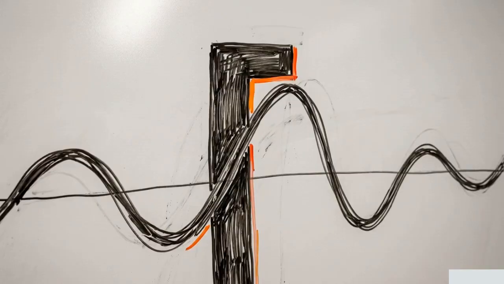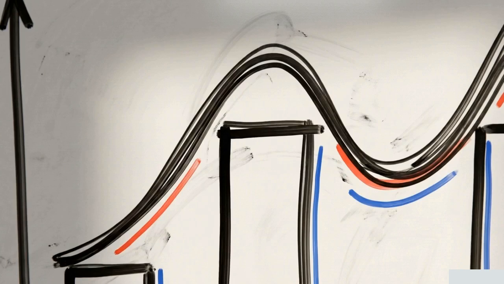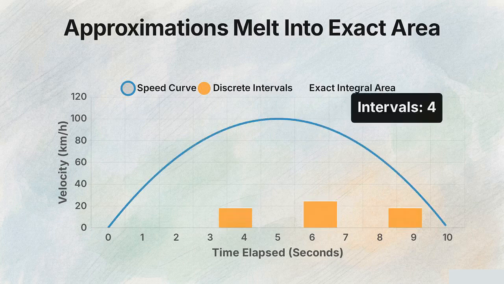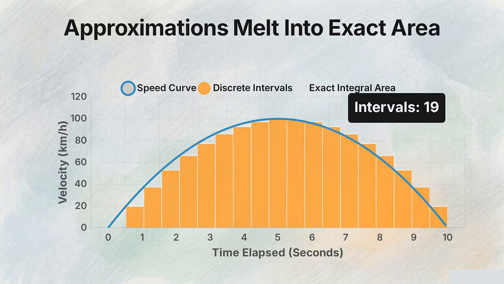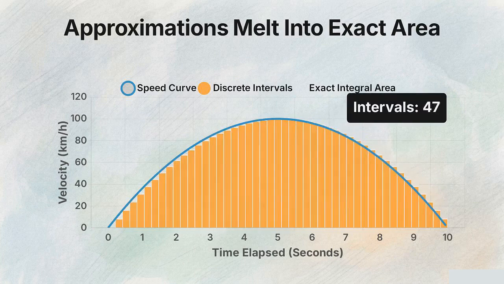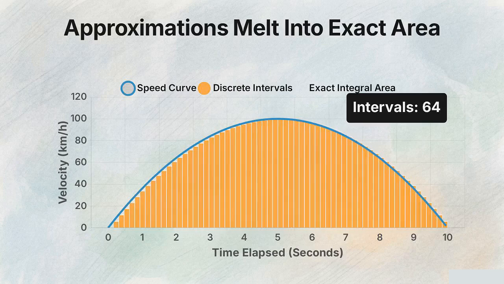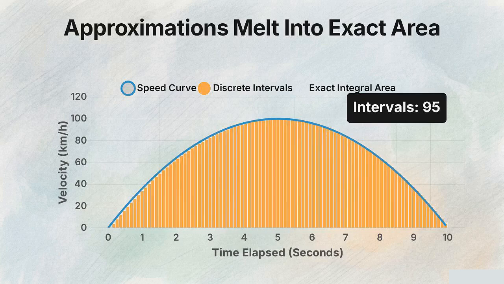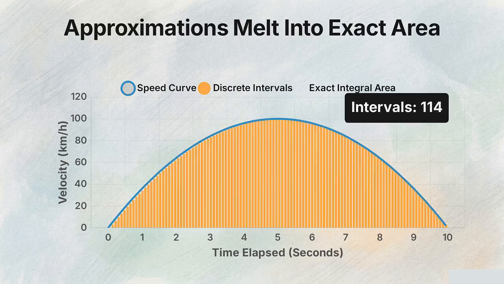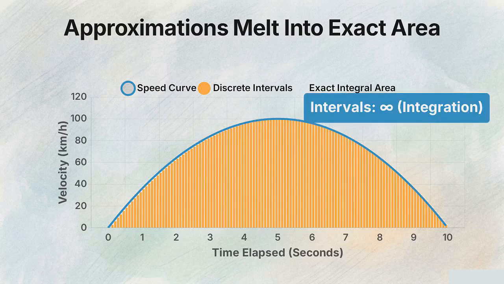These blocks are clunky. Their hard corners stick out over the true speed curve, and they leave empty gaps underneath it. To fix this, calculus gives us a way to refine our approximation. We make the time intervals smaller and smaller. As the rectangles get incredibly thin, they pack tightly together, following the exact contours of the trip. This process is called integration. It is the act of bringing all these tiny values together.